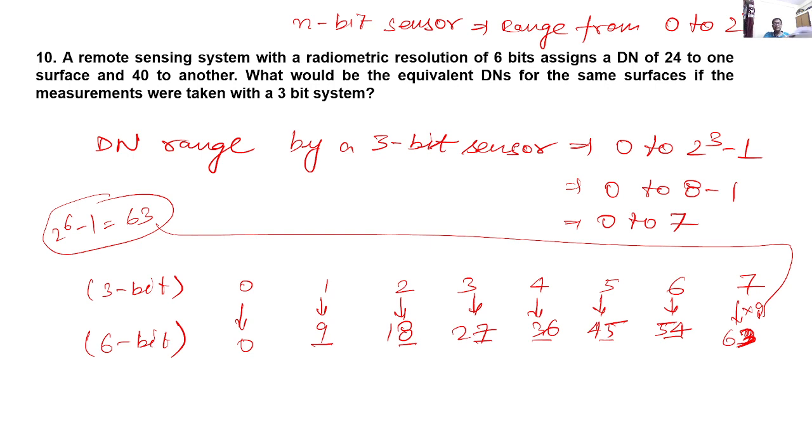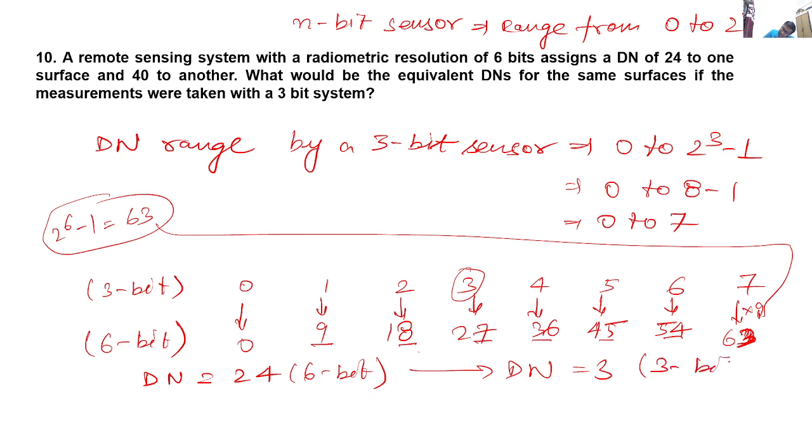You need to convert from a 6-bit resolution to a 3-bit resolution. So DN equal to 24 in 6-bit is between 18 and 27, and we always need to put DN values in an integer format. 24 is closer to 27. So for a 3-bit system, let's take 27, for which the equivalent DN value at a 3-bit resolution is 3. So let's take the DN as 3 itself in a 3-bit system.